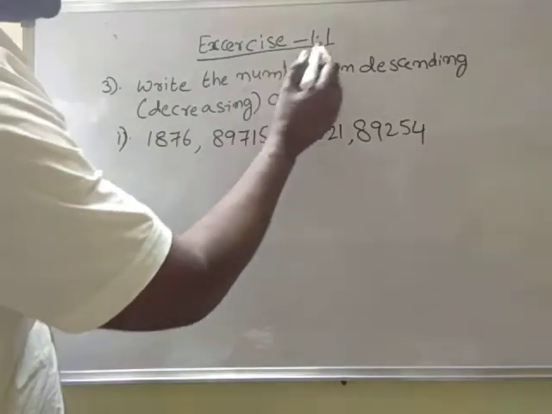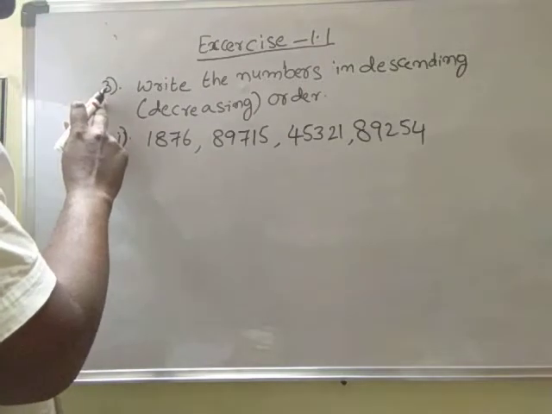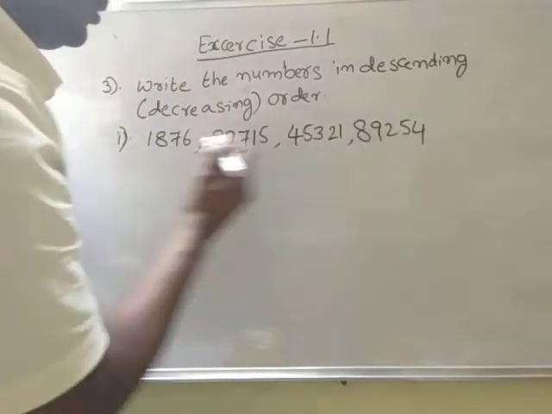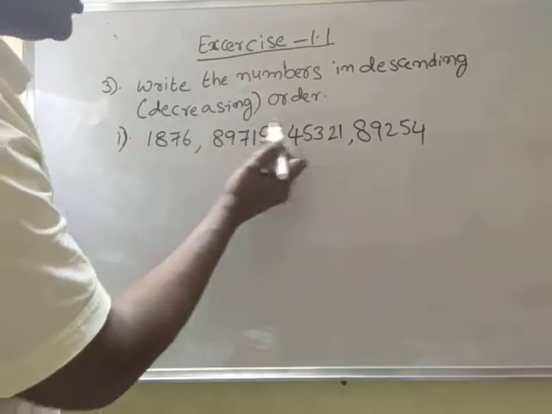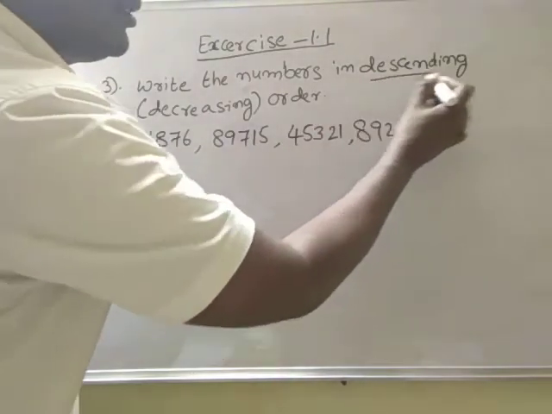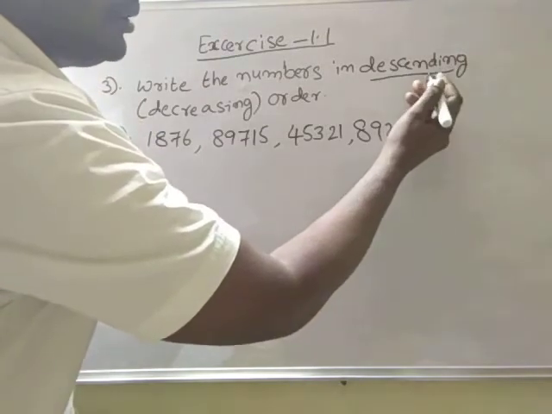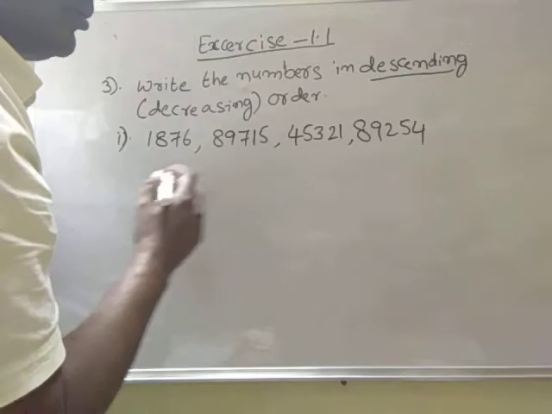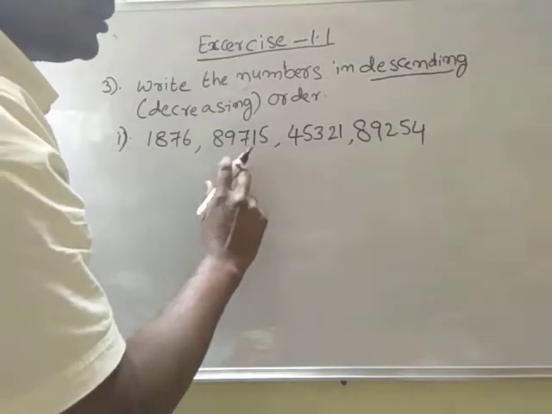In exercise 1.1, the third problem. Write the numbers in descending (decreasing) order. Descending order is the opposite of ascending order. Descending means you have to write from the highest number to the lowest number.